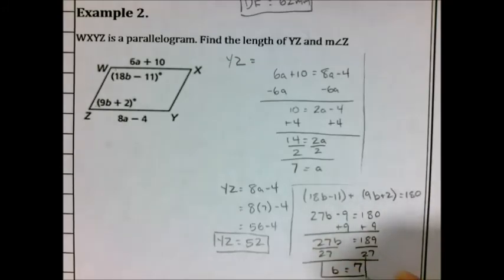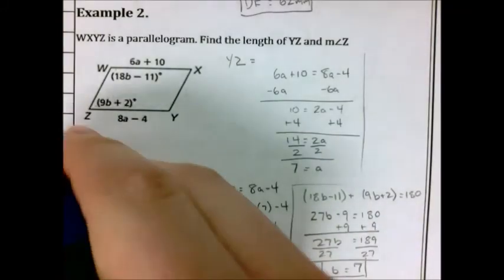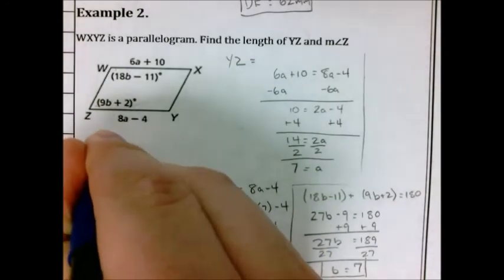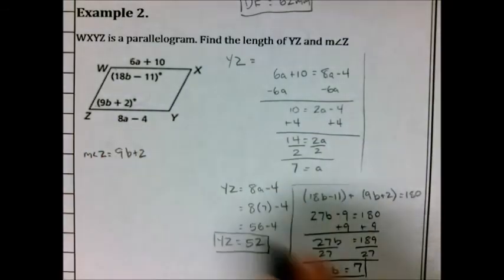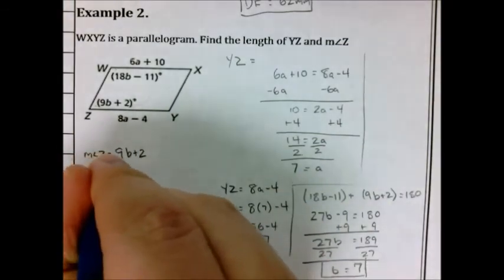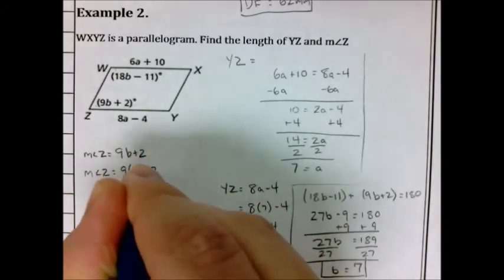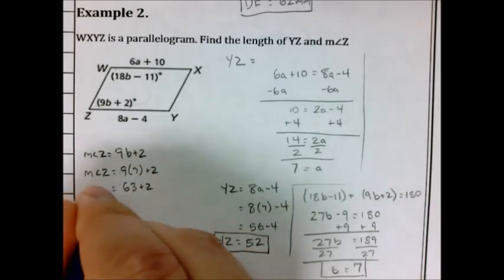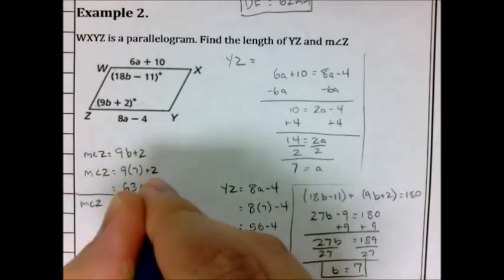If you needed to, get out your friend and check that. Now that is not, again, our answer yet, because that only tells us what b is equal to. Now we have to plug that back into the equation for z. We know measure of angle z is equal to 9b plus 2. So we're going to plug 7 in for b. So 9 times 7 plus 2, which is just equal to 63 plus 2. So we find that the measure of angle z is equal to 65 degrees.